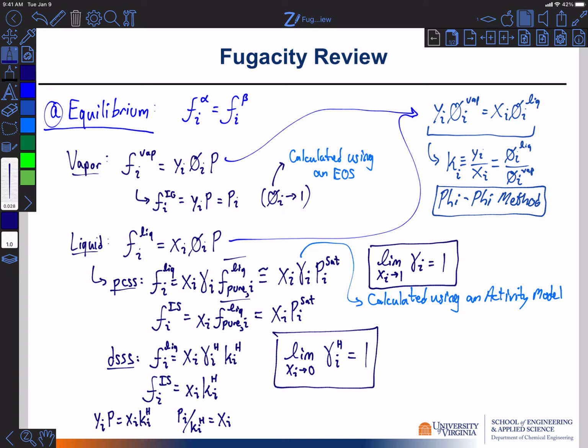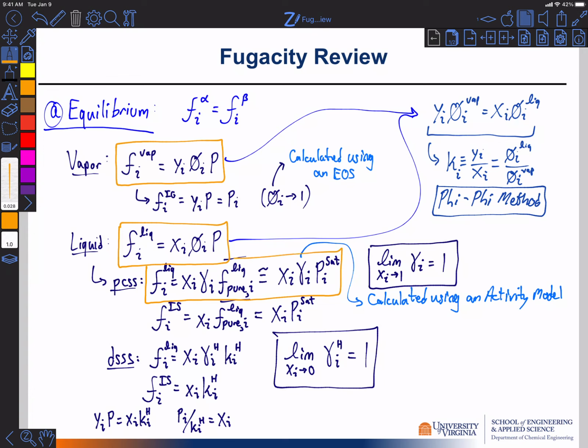We're going to talk more about how we work with the dilute solution standard state and how we do some problems associated with that. But I just want to highlight the different ways that we have to deal with fugacity. We can deal with fugacity in the vapor phase using a fugacity coefficient and equations of state. We can do the same thing for the liquid phase, using fugacity coefficients and equations of state to describe the fugacity there. Or we can use the pure component standard state. Or we can use the dilute solution standard state.